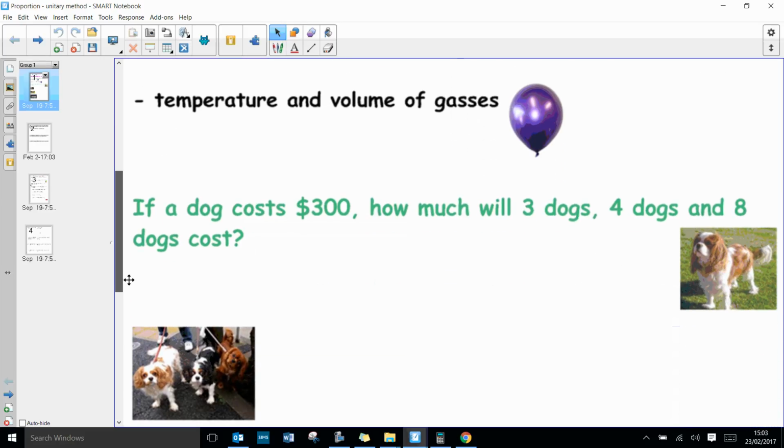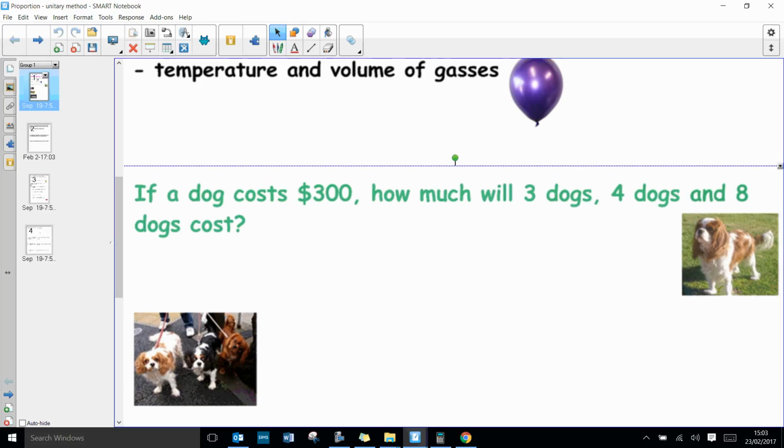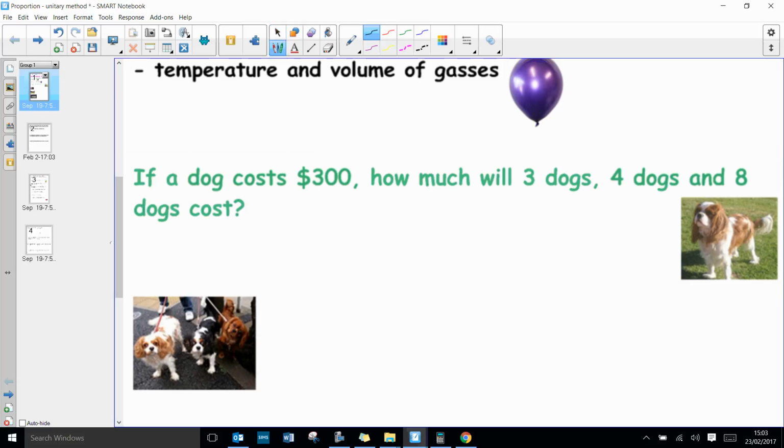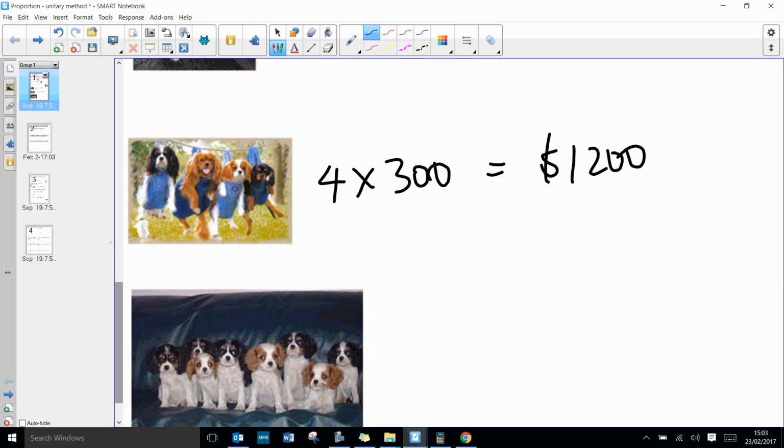Kind of question you might have: if one dog costs $300, how much will 3, 4, and 8 dogs cost? Well, 3 dogs would be 3 lots of 300, which is $900. 4 dogs would be 4 lots of 300, which is 1,200, and 8 would be 2,400.